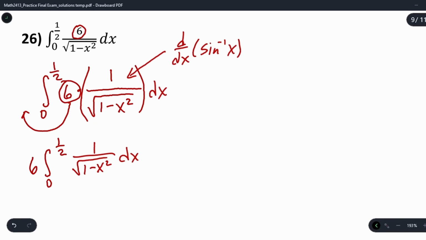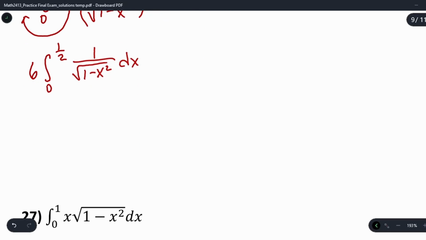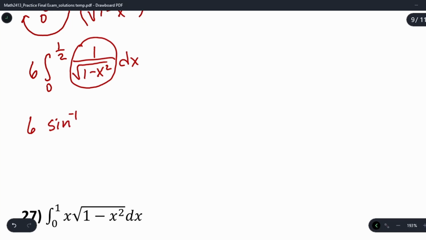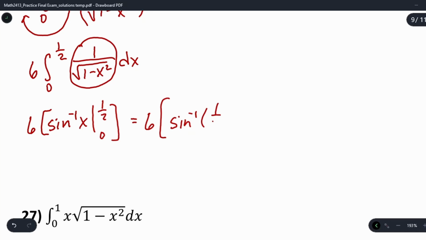Forgot my dx there. And then we know that the antiderivative of this fraction is inverse sine of x. And that needs to be evaluated from 0 to a half. So we're going to have 6 times the inverse sine of a half minus the inverse sine of 0.